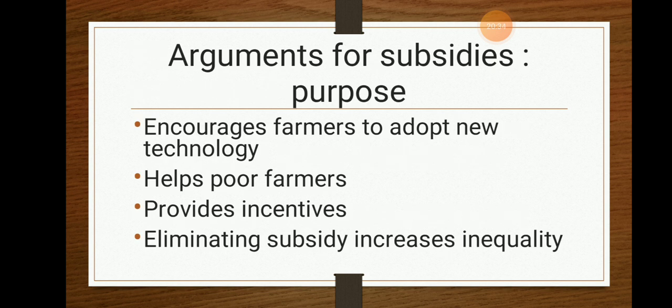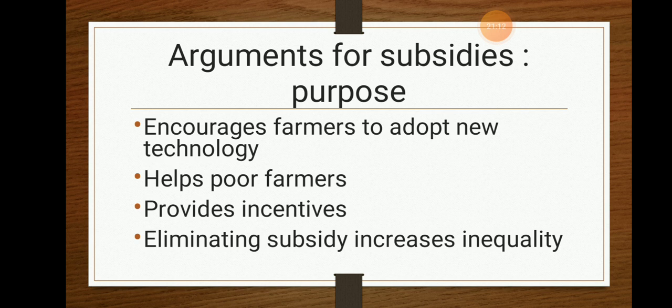And as told earlier, when we come to a debate, there will be for and against. First, let's see the arguments for, the positive things of subsidies. First is to encourage farmers to adopt new technology. When farmers are encouraged or motivated to do new things, they adopt them, they do the necessary cultivation, and they achieve good productivity, which is one of the positive sides of what the government gives the farmers.